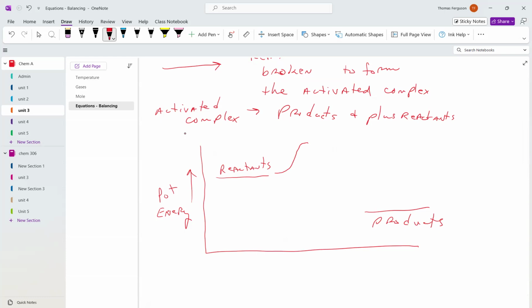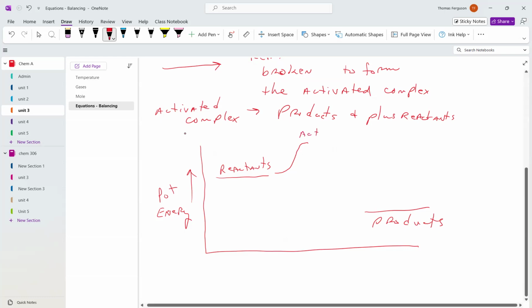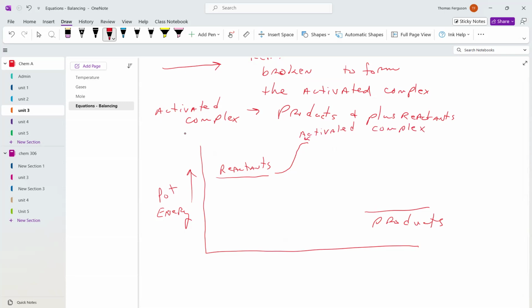Just like when we try to get the Bunsen burners going, you have to have a lighter, right? Or something to create a spark. That's the energy. That gets us up here. That's where the activated complex is. High potential energy.